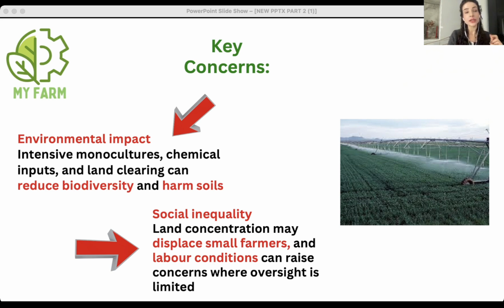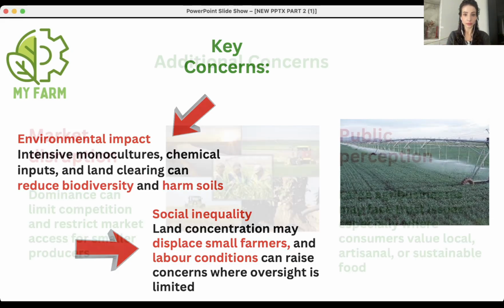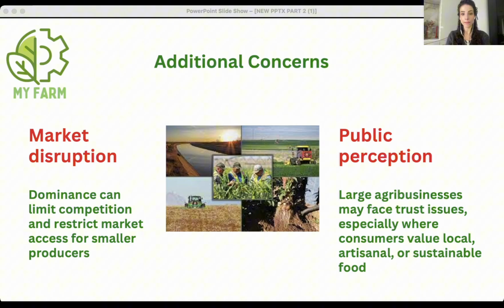The second criticism is related to social inequality. So here, land concentration can push out smaller farmers, and labor conditions may be questioned in regions where oversight is weak. Another risk is associated with market disruption. So their dominance may distort competition, leaving small producers with limited market access, unfortunately.